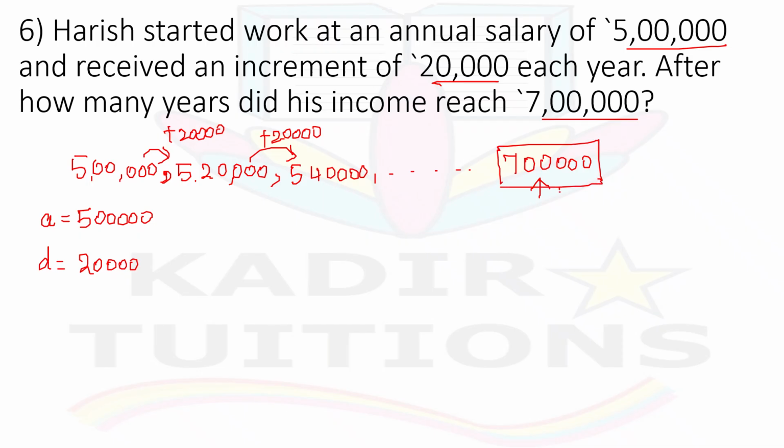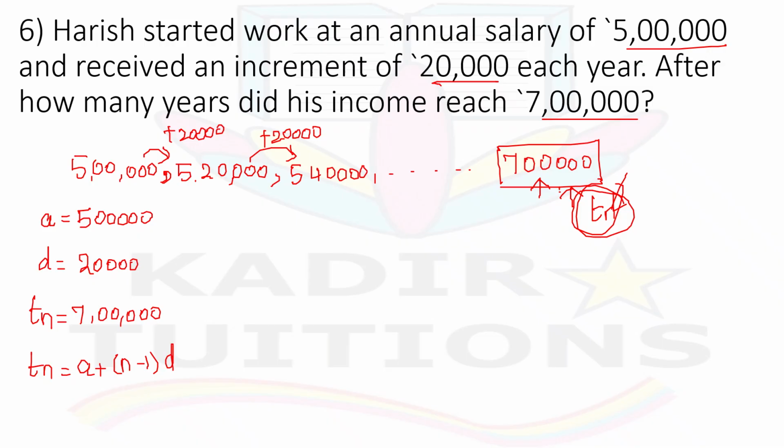Okay, so now what we are going to find is how many years it will take to reach this. It means we are going to find the n value of this Tn term. It's nothing but the number of years he takes to reach the income of 7 lakh. So we'll consider the Tn value as 7 lakh, and use the formula Tn equals A plus n minus 1 into D in order to find n, because we know all the other values. Now Tn is 7 lakh, I'm writing over here, A is 5 lakh, plus n minus 1 into D, which is 20,000.